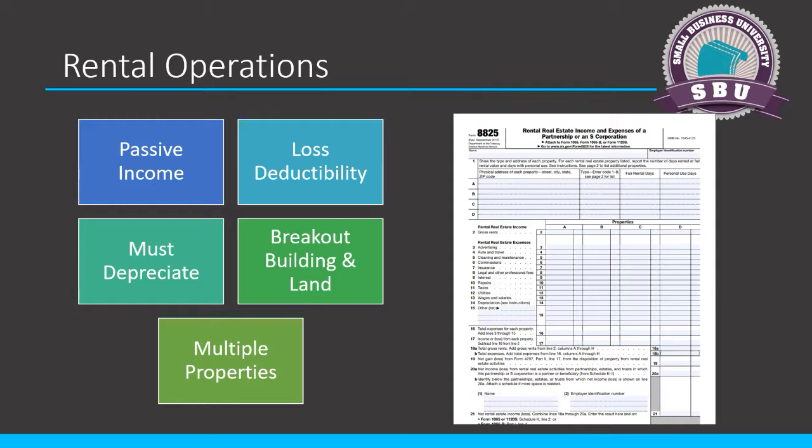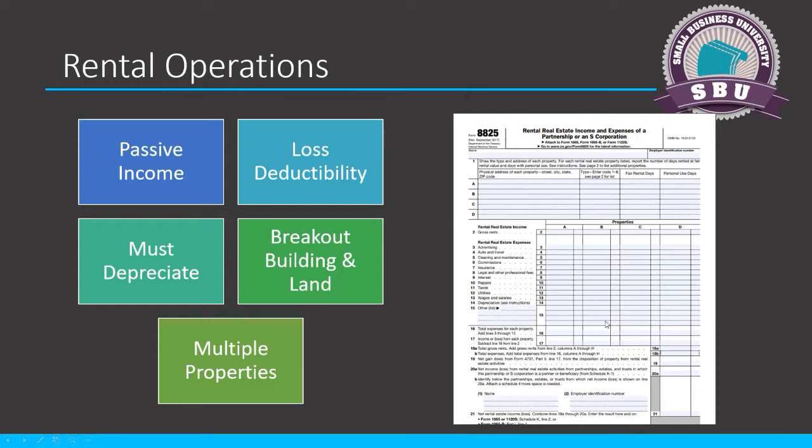I've put the form for rentals, the 8825, on the right of this slide. It's simple. You can do 4 properties per page, and the 8825 actually has 2 pages, so really you can do 8 properties on one form 8825. You can have as many 8825s as you like. So the way this works is the address goes on the top, where you can see A, B, C, D up here. This is where the addresses go.